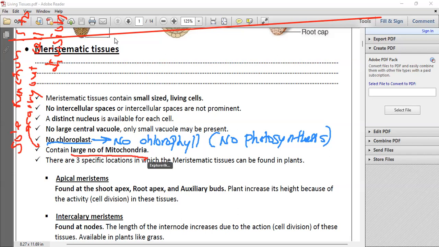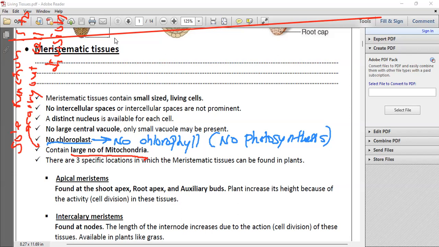Usually the other cells have very few mitochondria, 1 or 2, but these cells have a lot of mitochondria, because the main purpose of having a lot of mitochondria is to carry out more and more cellular respiration. If you can remember, the function of the mitochondria is to do cellular respiration to produce energy for the cell. So these cells have a lot of mitochondria because they need a lot of energy to do cell division. That is a specific feature that you need to talk about, right? They have a lot of mitochondria and no chloroplasts. Then these apical meristematic tissues can be seen in 3 different places.